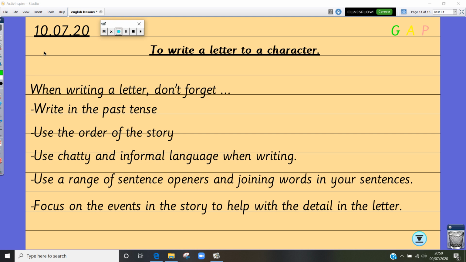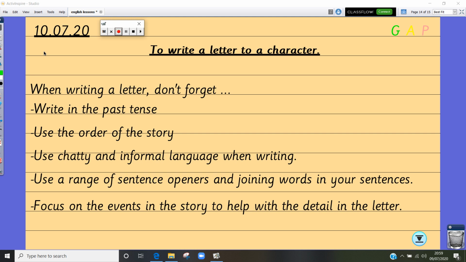It is the last English lesson of the week today, but it's also the last English lesson for the book Stuck, because we worked incredibly hard all week looking at Stuck. We are going to move on to something else next week for the final week of our school year.